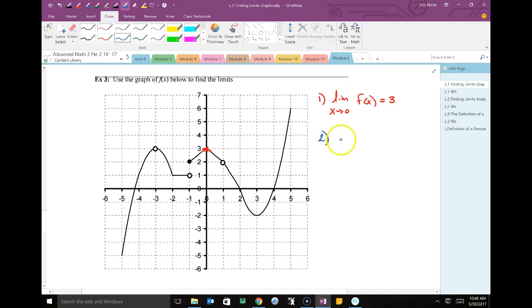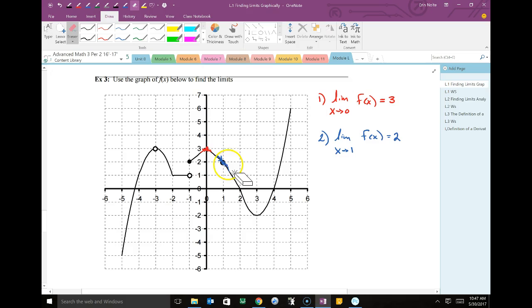Okay, what about the limit as x approaches 1? Take a look at that as x approaches 1. When x is 1, we're looking at about right here, right where that hole is. Now on the left side, it's going to the hole, which has a y value of 2. And on the right side, it's going to the hole. So I would say that this function is going to 2.